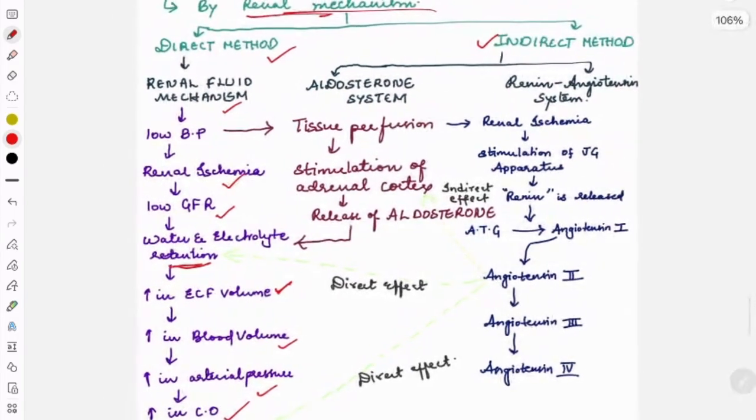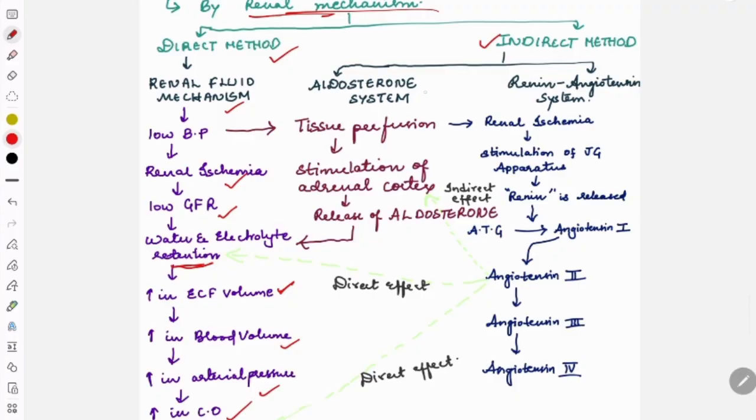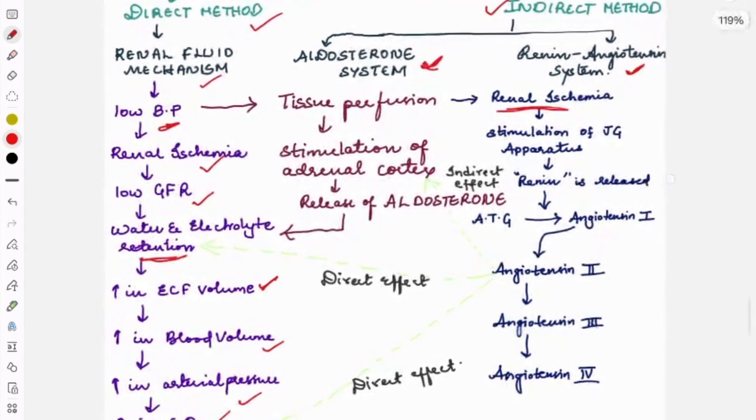So in the indirect method, there are two other mechanisms that come into play. One is the aldosterone system and the second one is the renin angiotensin system. Okay, so whenever there is low BP, this is the indirect way, that's why this is connected to the direct also. Whenever there is low BP, there is decreased tissue perfusion. That means there is decreased blood supply to the tissues. Because of that, ultimately it also leads to renal ischemia, that is decreased blood supply to the entire kidney. Now, because of that, what will happen?